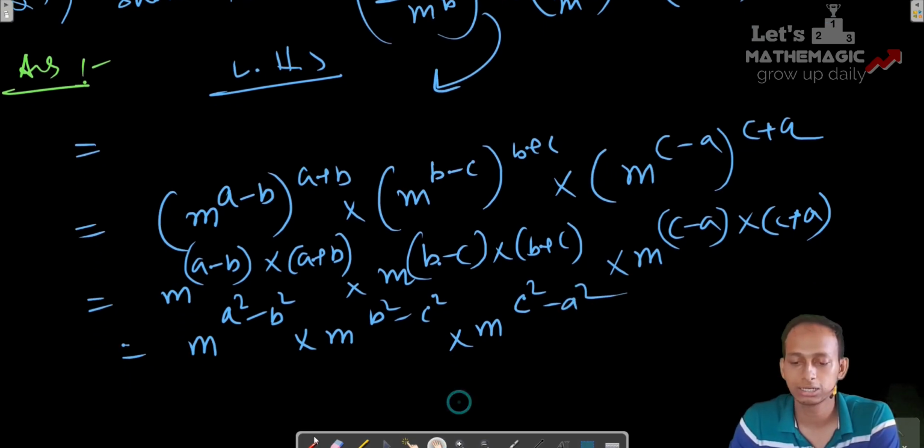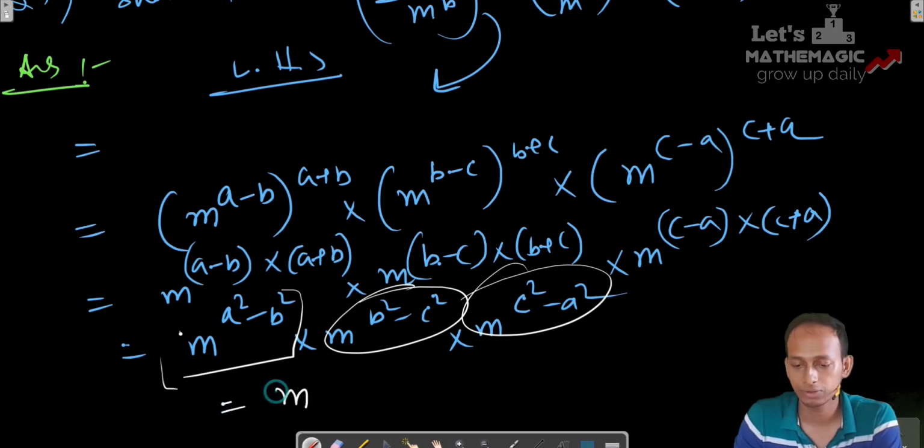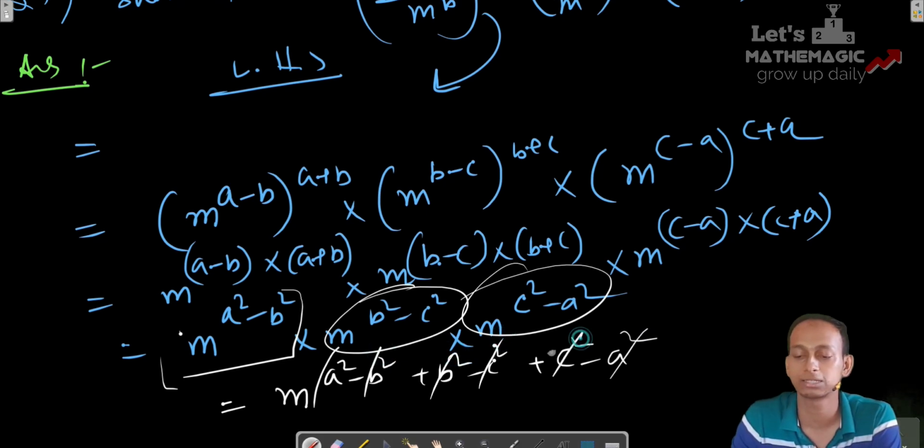Now students, we have arrived to some step where we have product of three things here, second and third, and they're having the same base. So what we do, we add their powers. So in the next step, we are writing the base and we are adding their powers. a square minus b square plus b square minus c square plus c square minus a square. And what we can see, a square minus a square, b square minus b square, and minus c square plus c square.